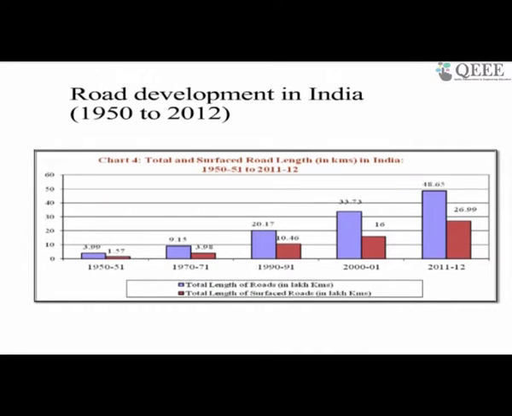If you look at road development from 1950 to 2012, there is a drastic improvement, both in the total length of road and in the total length of surface road. Surface road means all-weather road which can be used in different conditions. This improvement is the outcome of the proper planning process we have gone through over various 20-year periods.